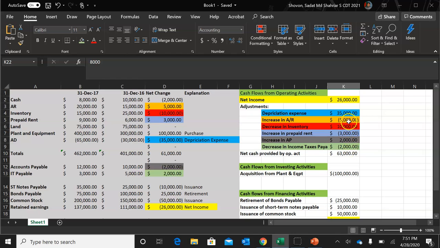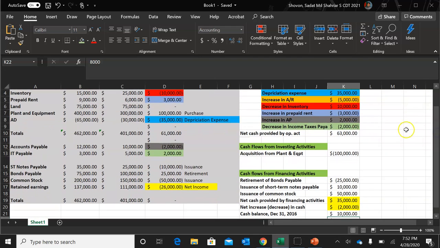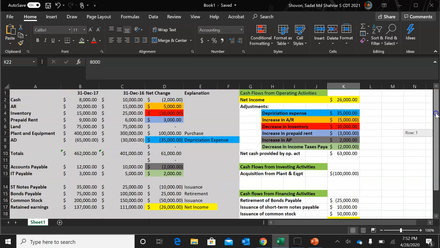Now, if we add all of these together, including net income, then we get net cash provided by the operating activities, and that's $63,000. So, as the question asked, to find using the indirect method the operating activity section, this is how you do it in the operating activity section.